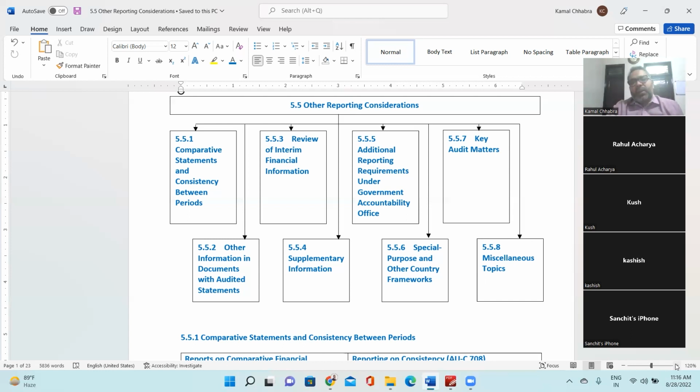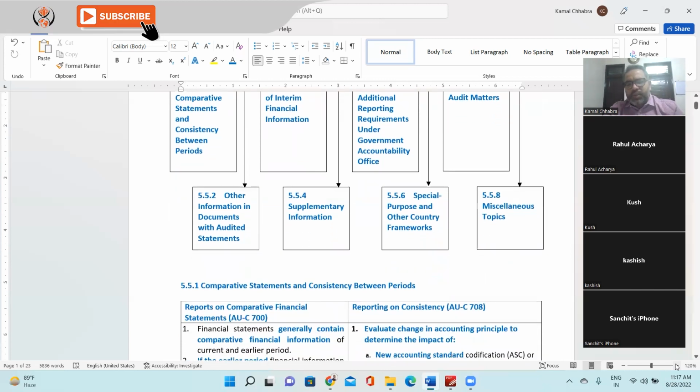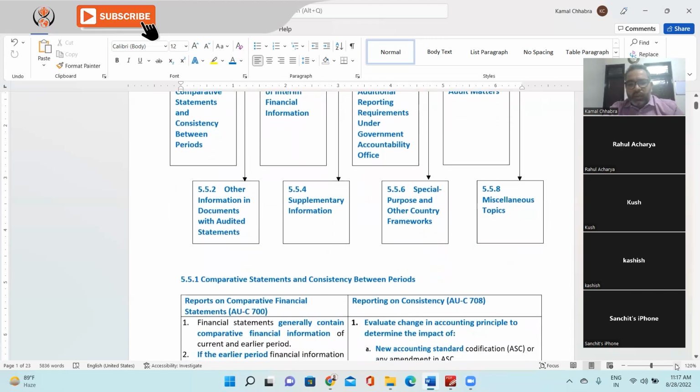In addition to that, management provides a lot of other information like management discussion and analysis, management report, director report, and other supplementary information. Then third one is review engagement, which we have already studied in detail along with the review engagement section in chapters 2, 3, and 4 as well, and in the 5th section as well. So nothing much new over here. Supplementary information we have already discussed, and additional reporting requirements for the government and special purpose, and lastly critical audit matters and miscellaneous topics.